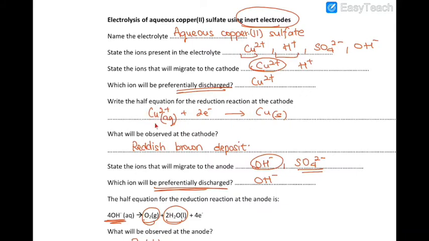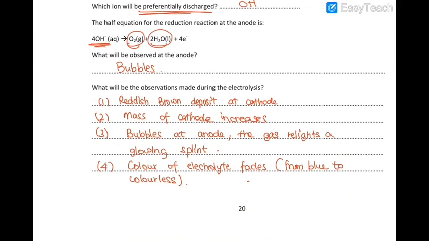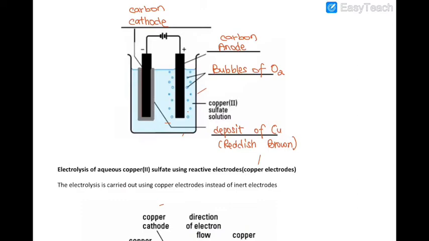So the concentration of Cu2+ ions decreases, and the color of the copper sulfate electrolyte is because of that Cu2+. When the concentration of Cu2+ drops, the color of copper sulfate fades. So we have a change in color from blue to colorless because the concentration of Cu2+ decreases. So I've added this part. Color fades because the concentration of Cu2+ in electrolyte decreases. So that's the labeling of the diagram for electrolysis of aqueous copper sulfate using inert carbon electrodes.